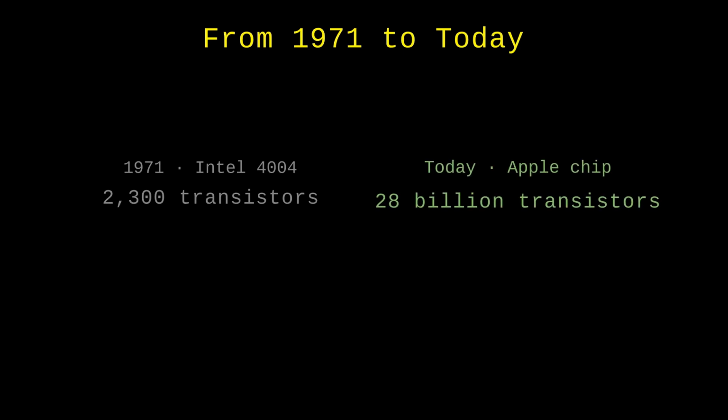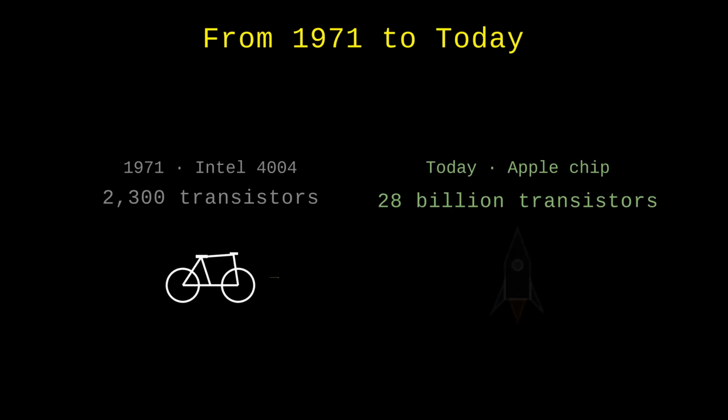In 1971, about 50 years ago, Intel made the world's first commercially sold processor. It was called the 4004. It had 2,300 transistors. That's 2,300 tiny switches. It ran at the equivalent of less than 1 million clock pulses per second. Today, Apple's latest chip has 28 billion transistors, and it runs at billions of pulses per second. 2,300 transistors to 28 billion in 50 years. That's like going from a bicycle to a spaceship.